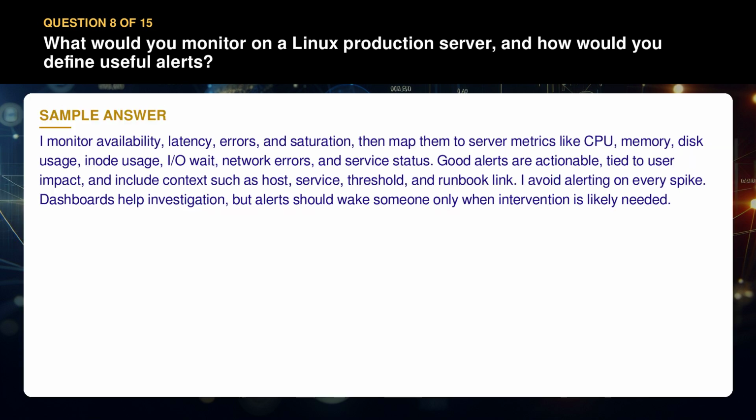I monitor availability, latency, errors, and saturation, then map them to server metrics like CPU, memory, disk usage, inode usage, I/O wait, network errors, and service status. Good alerts are actionable, tied to user impact, and include context such as host, service, threshold, and runbook link. I avoid alerting on every spike. Dashboards help investigation, but alerts should wake someone only when intervention is likely needed.